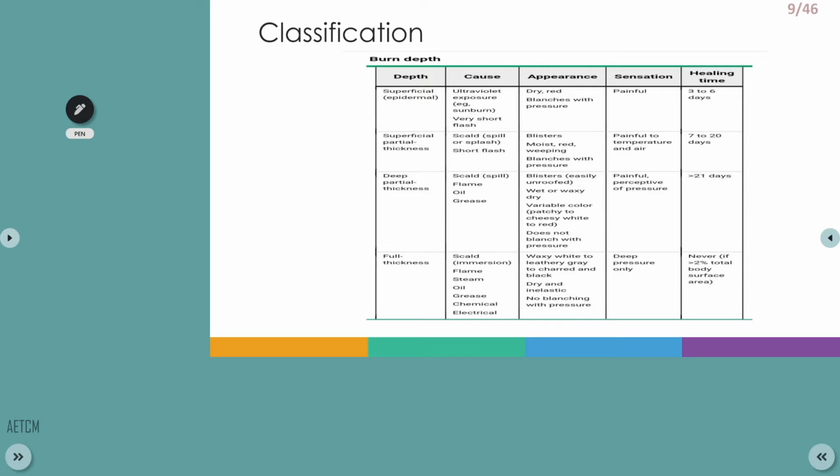So this is the classification based on the depth of the burns. There are superficial burns, partial thickness burns, and full thickness burns. Superficial burns usually occur up to the level of the epidermis, and superficial partial thickness burns affect the epidermis and the superficial dermis, and deep partial thickness burns affect the epidermis and superficial and deep dermis, and full thickness burns means it will involve the epidermis, dermis, and the subcutaneous tissue.